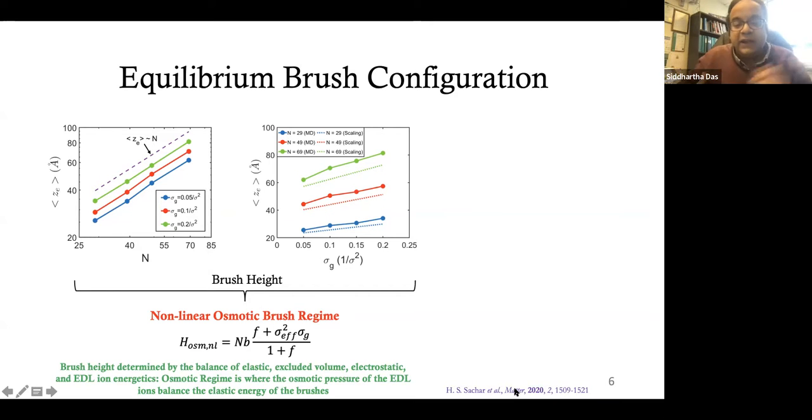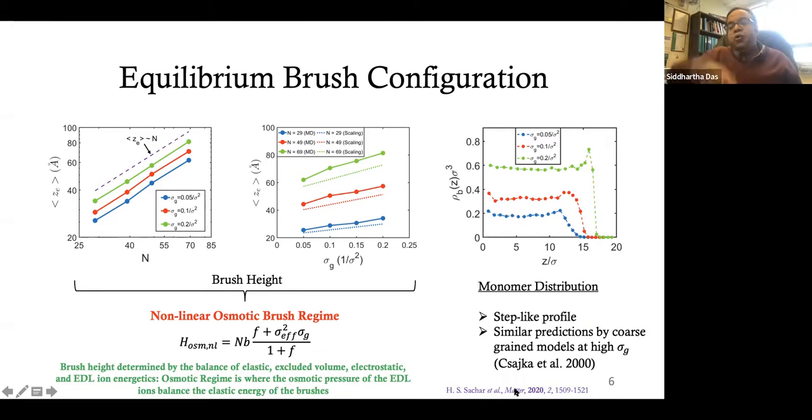We know that the brush height is typically dictated by the balance of the elastic extruded volume and the electrostatic EDL ion energetics. The osmotic regime is where the osmotic pressure of the EDL ions balances the elastic energy of the brushes. Now, as you can see, the scaling law is nicely reproduced by our MD simulations. Similarly, the monomer distribution we find is step-like, very similar to the coarse-grained result by Zaska et al.